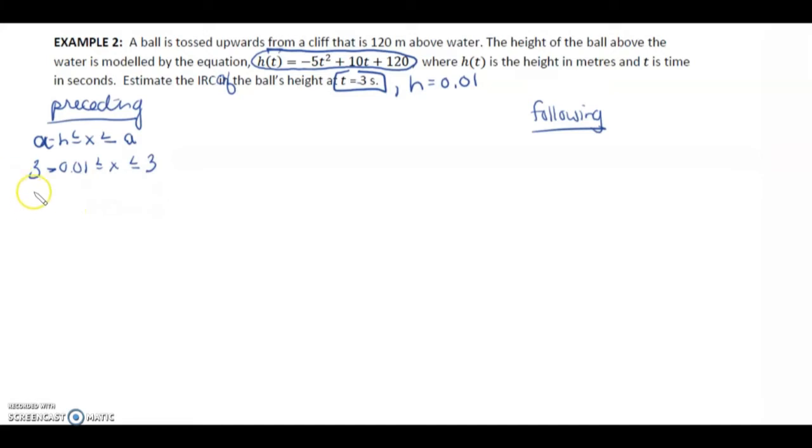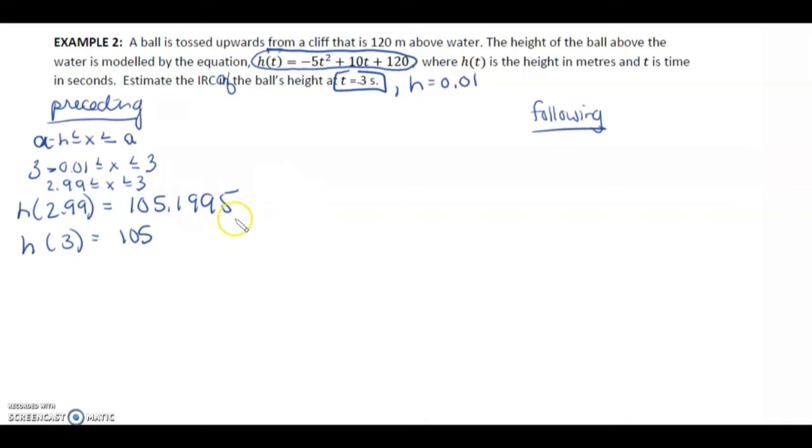So if we actually sub in, this is going to be 2.99. So what is h at 2.99? Let's calculate that in our calculators. And then what is h at 3? Without doing all of that calculator work, h at 3 is 105. And h at 2.99, I get 105.1995.